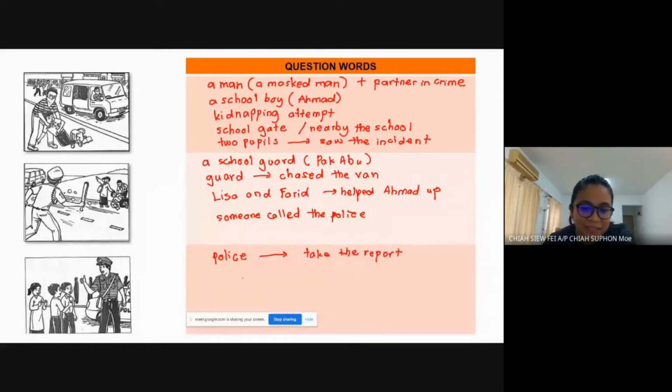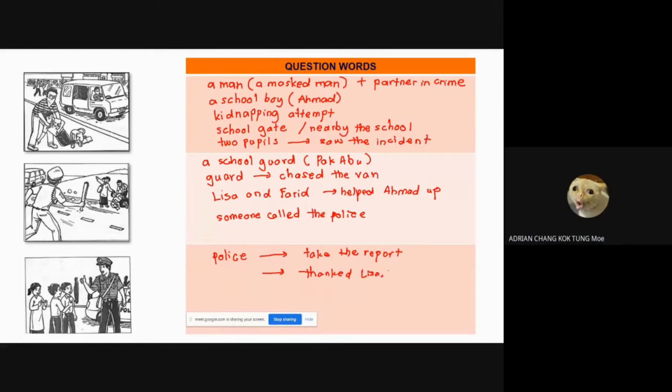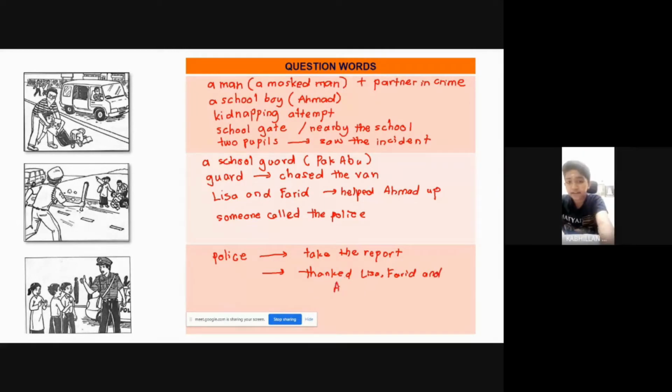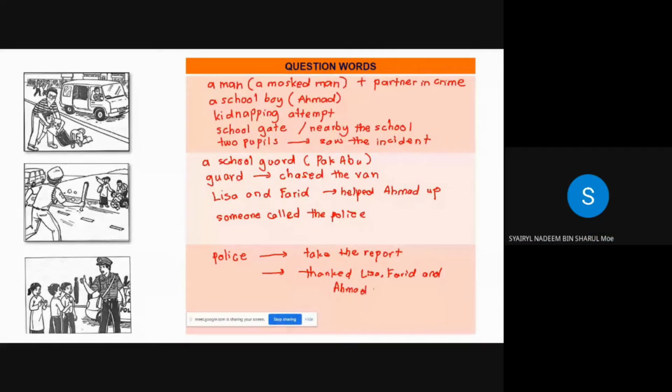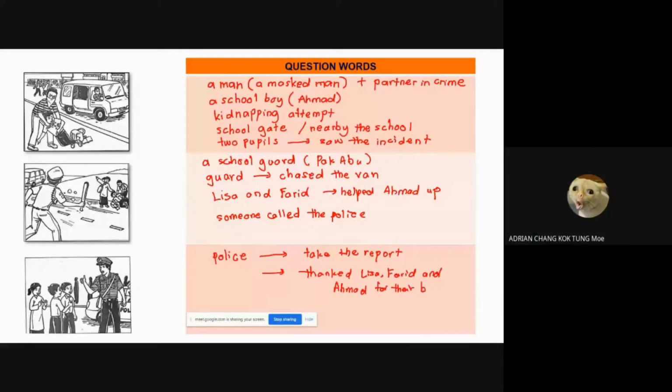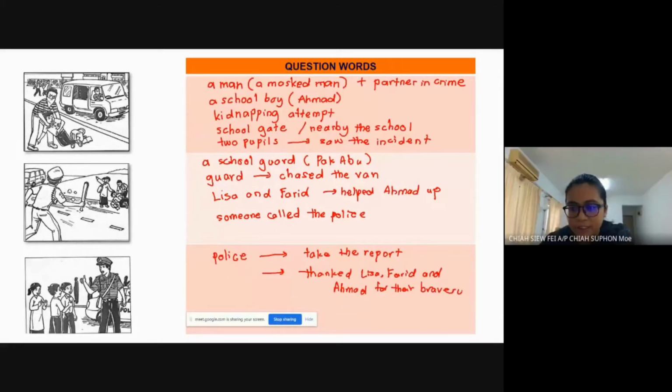Okay, but then the police also thank who? Thank the three pupils, right? Three: Lisa, Farid, and Ahmad, our hero just now. Thank Lisa, Farid, and Ahmad for their bravery. Okay, so this is basically the draft of our story.